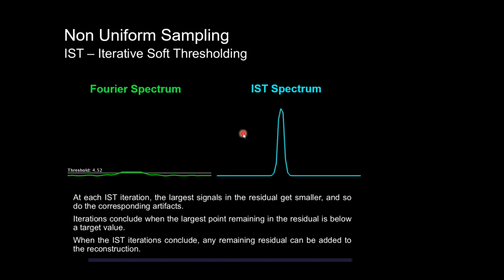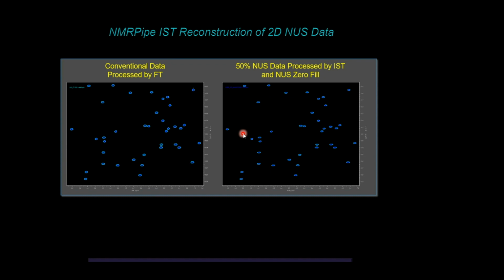So it's an easy method to understand and not a difficult method to employ. It doesn't need much in the way of an adjustable parameter. And here's an example of what you can achieve. Here's a 2D proton nitrogen spectrum that was measured by conventional measurement techniques and reconstructed by a Fourier transform. And here's a corresponding data set that was measured with non-uniform sampling. So the measurement time was 50% less, but we can reconstruct the spectrum using a combination of IST, interpolation, and extrapolation that's at least as good as the originally measured data from the point of view of visual analysis.